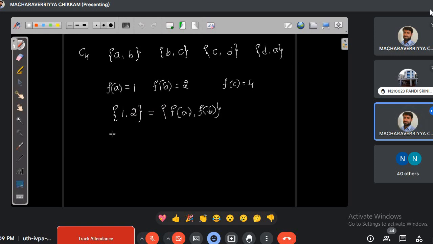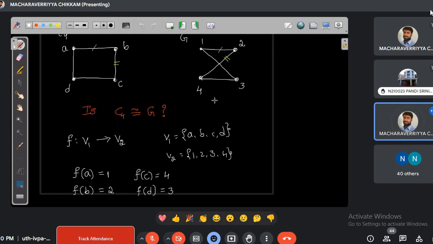So the edge 2 4 is representing f of b and f of c. And similarly, let us look at the CD. For that, let me see what is the image of D, but that is 3. Now, do we have this edge, which is 3 4? Let me see. Yeah, here you can see 3 4. All right. So 3 4 is here, and that is related to C and D here.